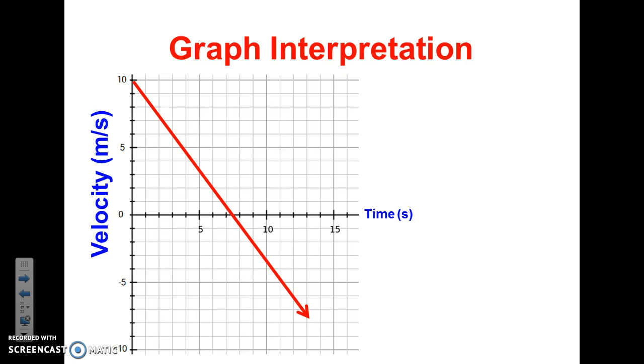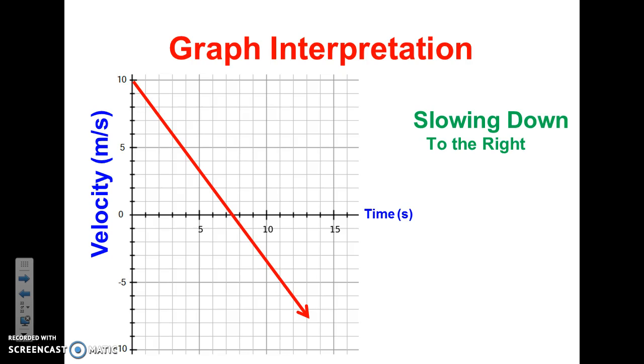This is the hardest one to interpret. If I look at the top portion of the line from where I start, I go from 10 and I get closer and closer to 0. So I am slowing down. I'm on the positive side of the graph, so that means that I am moving to the right.